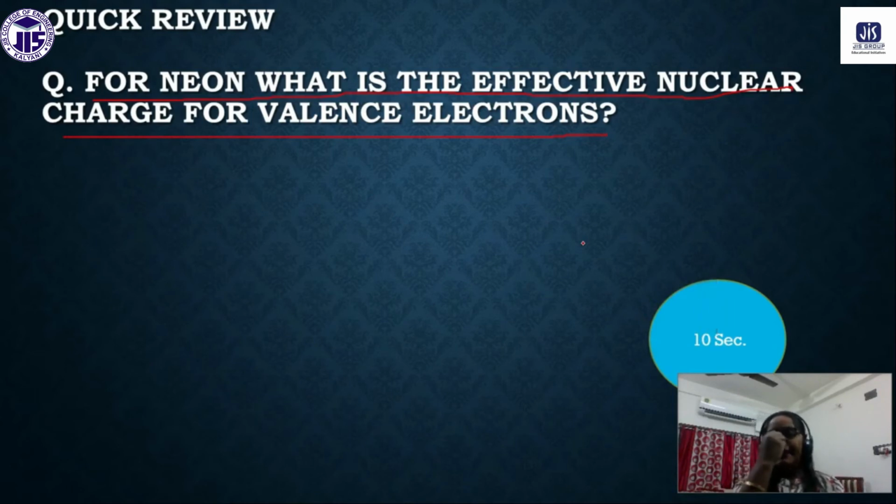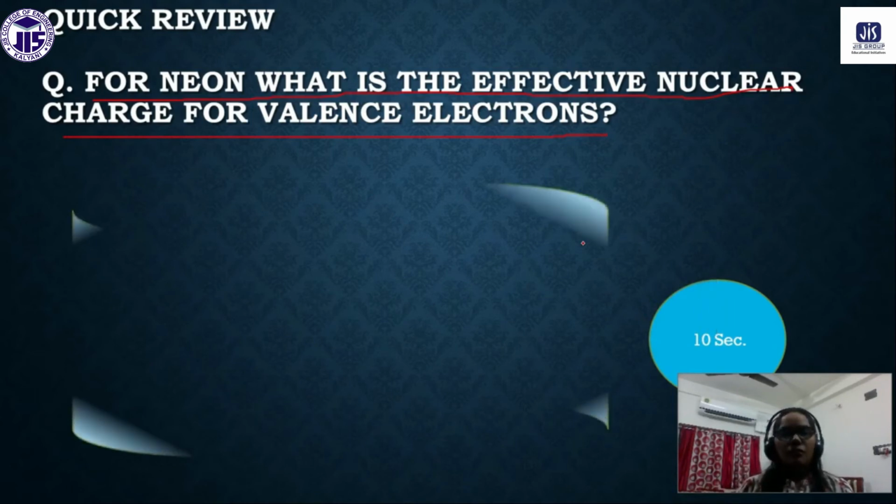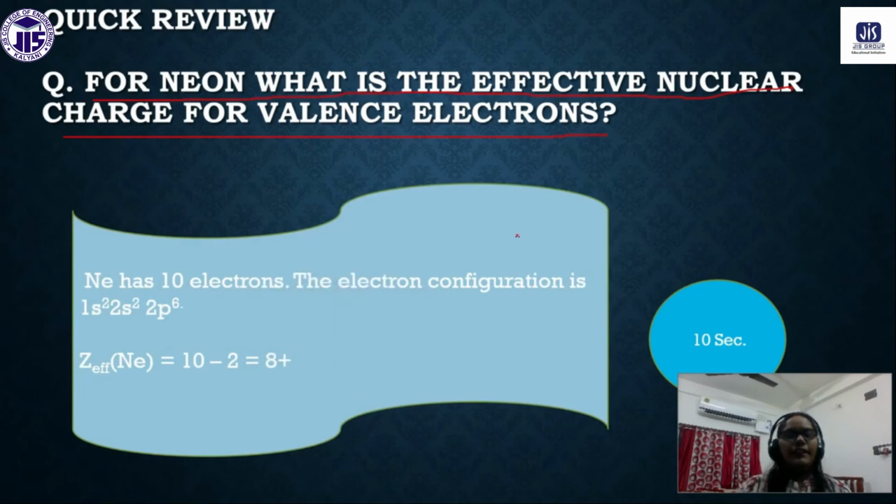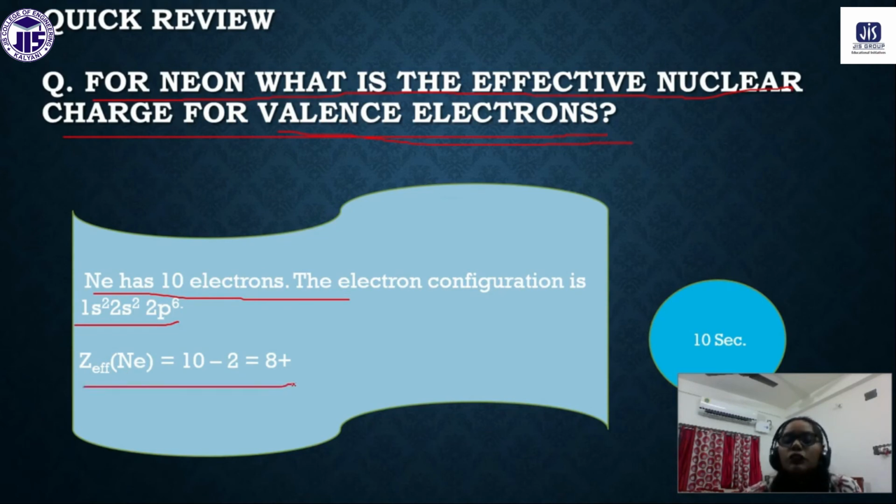Your 10-second time is over. Now have a look at the answer. Neon has 10 electrons, an inert gas element. So what is the configuration? That is 1s2 2s2 2p6. So we have to calculate the effective nuclear charge for the valence electrons. That means for these 8 electrons, 2s2 2p6, we have to find out Z effective. Z effective, you already know, is Z minus S.